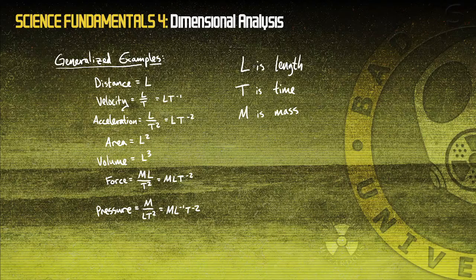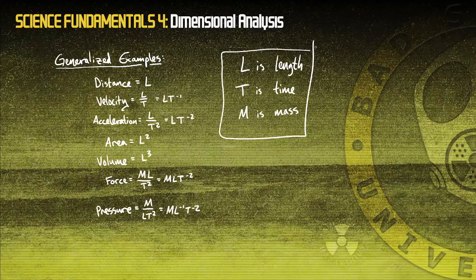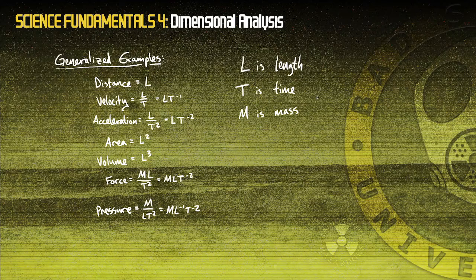Okay, so here are some generalized examples of the dimensions inside of typically encountered quantities in science. So to start, we need to know that L is length, T is time, and M is mass. There are some others, like temperature and so on, but I'm not going to go over those. So distance, for example, uses units of length. So it's an L. Velocity is length per time, so L over T.